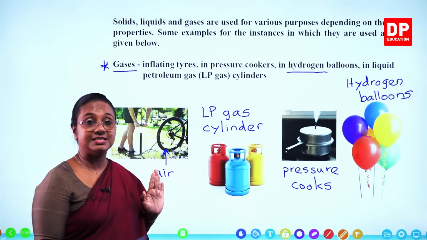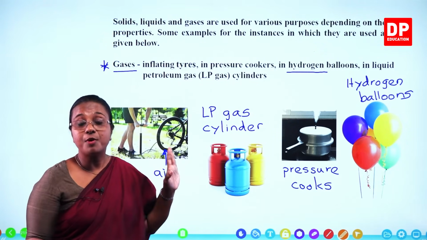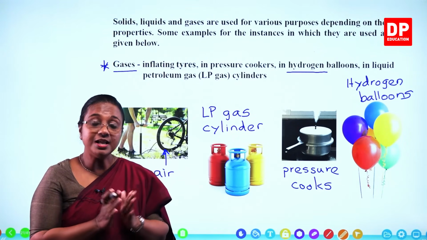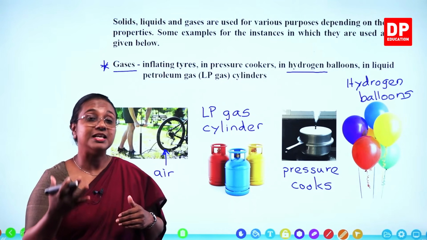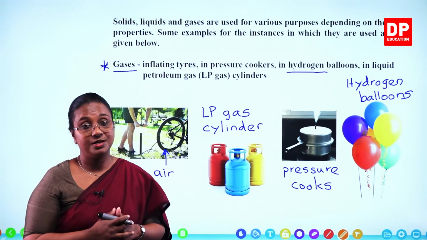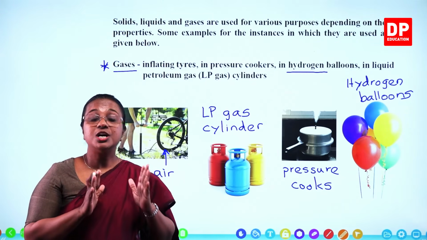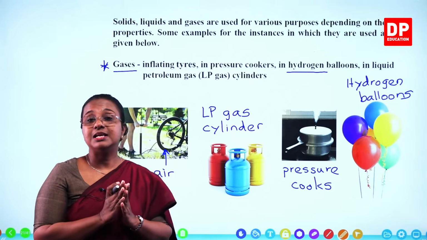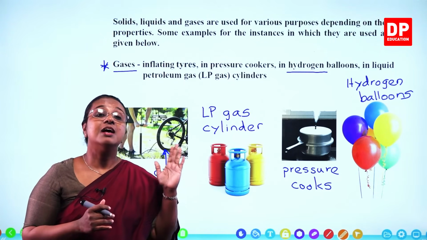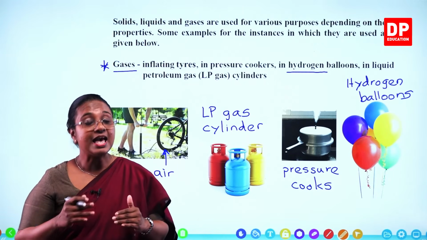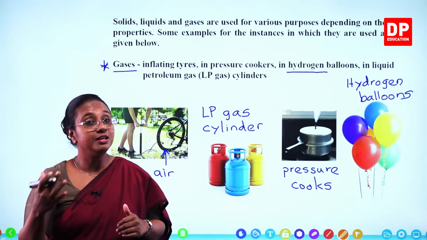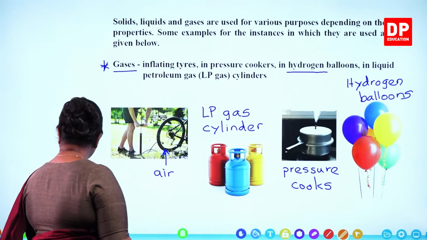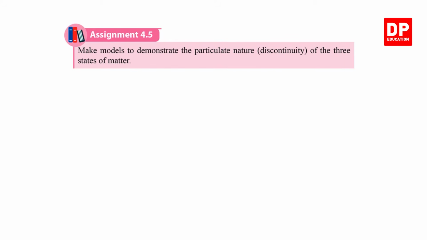So in all these instances, these uses are possible because of their particle arrangement as well as their physical properties related to the particle arrangement. So with that, students, I am sure you all have a very good understanding and idea about how particles are arranged in the three states: solids, liquids and gases, and how they give rise to the different physical properties. So with that understanding, I will move on to the next slide, where we have an assignment.